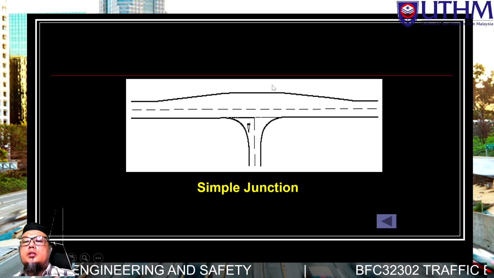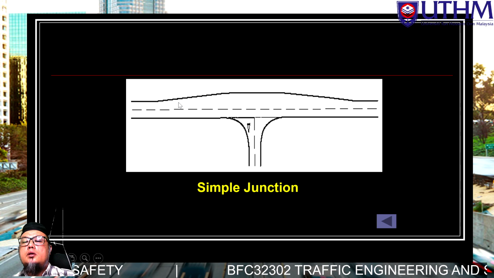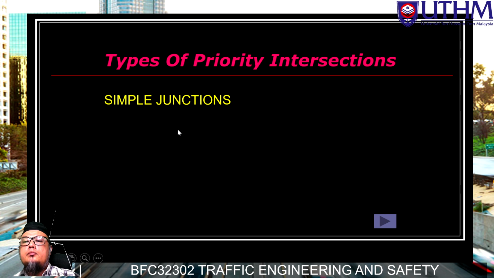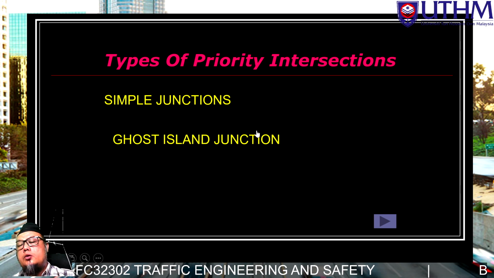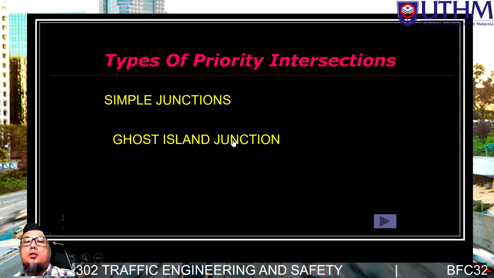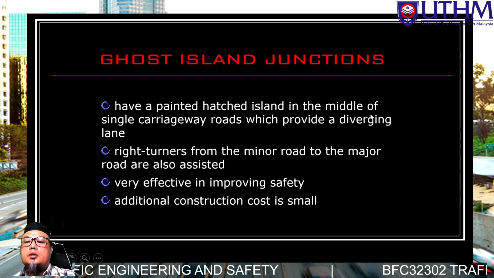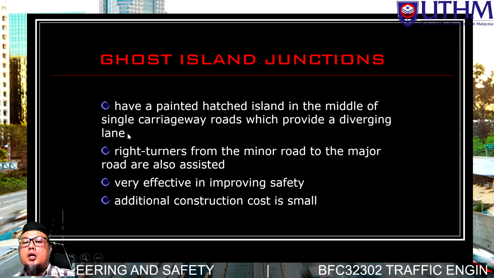This one they just extended, in case any vehicle is going to turn right into the minor road, so other vehicles can diverge. Not really diverge, they just go around for this storage or additional lane. Okay, next we move to the Ghost Island intersection or junction. What do we mean by a Ghost Island intersection or junction? It has a painted hatch island in the middle of a single carriageway road which provides a diverge lane.